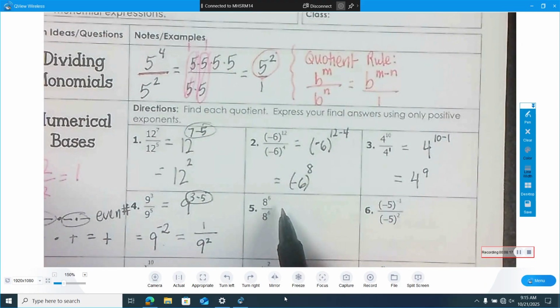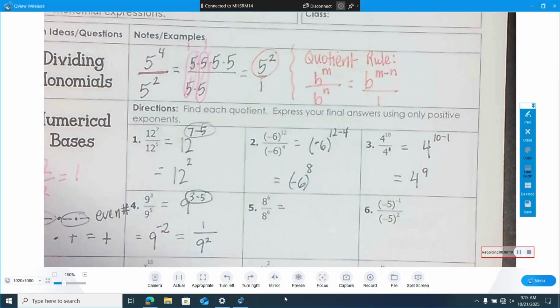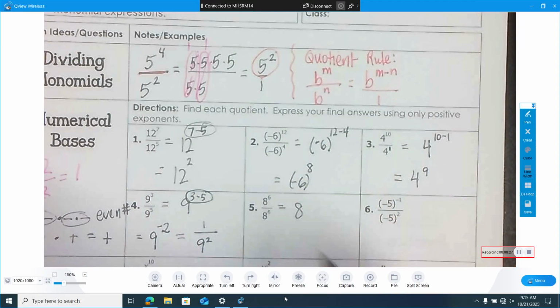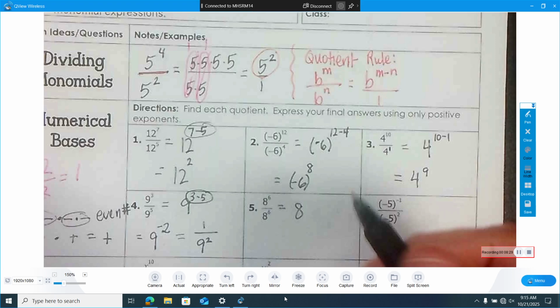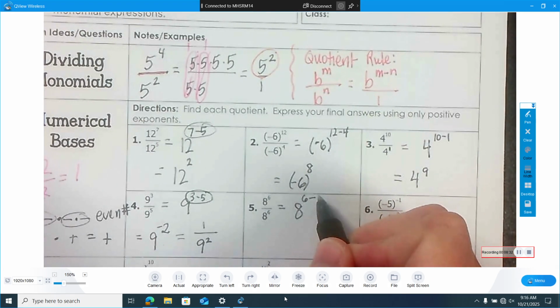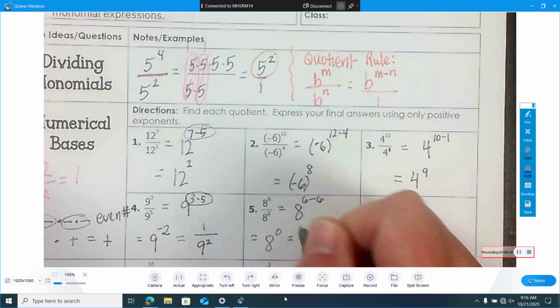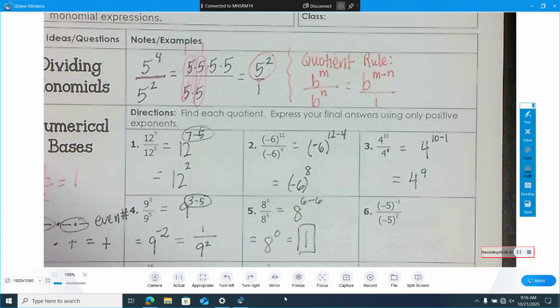All right. Ooh, what is this? 8 to the 6th divided by 8 to the 6th. Well, let's see if they have the same base, so the base stays the same, and we're going to do what minus what? 6 minus 6, and what is 6 minus 6? 0. What is any number to a power 0? 1. Very good. 1, 1, 1. Anything to a power 0 is always equal to 1.